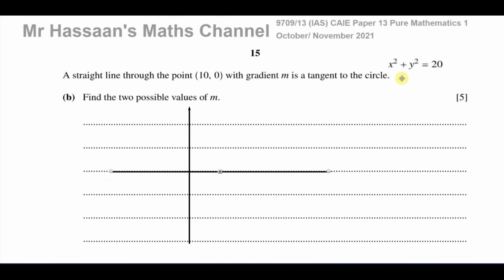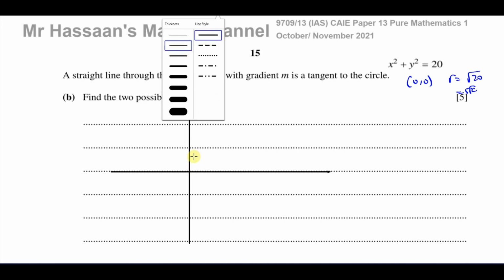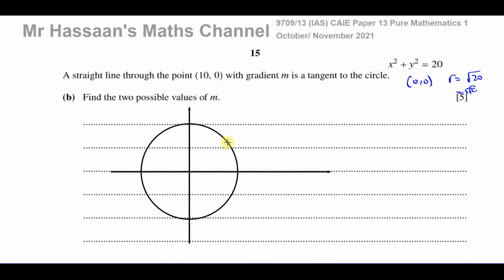So here we have the circle. We know that this circle has its center at the origin, and the radius of the circle is the square root of 20, which is root 4 times root 5, which is 2 root 5. So the radius is root 20. If we draw a circle with center at the origin, like this, then the point (10, 0) is going to be on the x-axis somewhere over here.